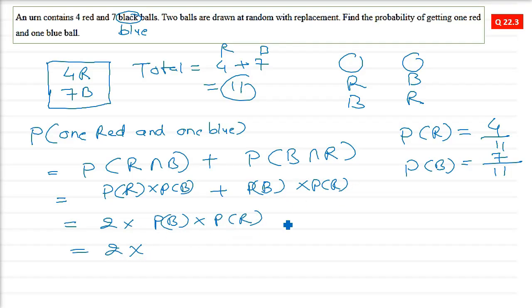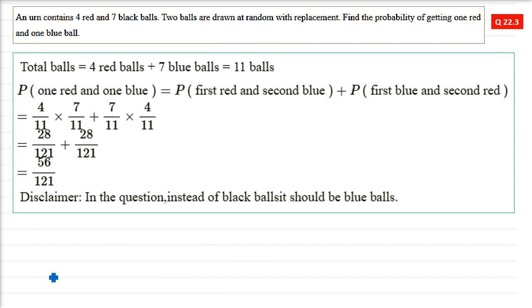So this is 2. What is probability of B? 7 by 11. Probability of red is 4 by 11. 4 divided by 11. So this gives you 56 divided by 121. That's your final result. This is how you are going to write about it. Every time P and PB we were writing, this is a different kind of writing that you should follow or you can follow.